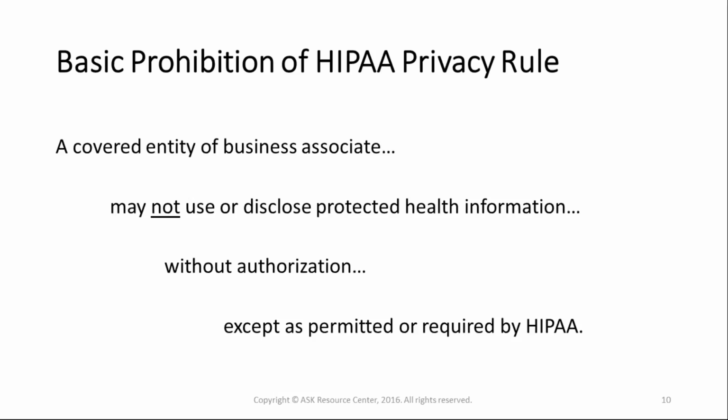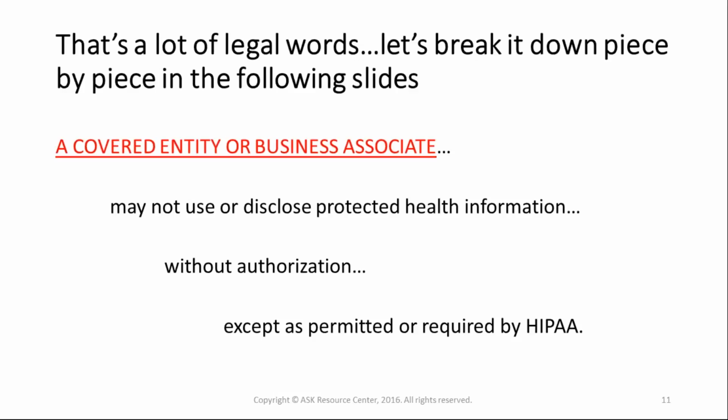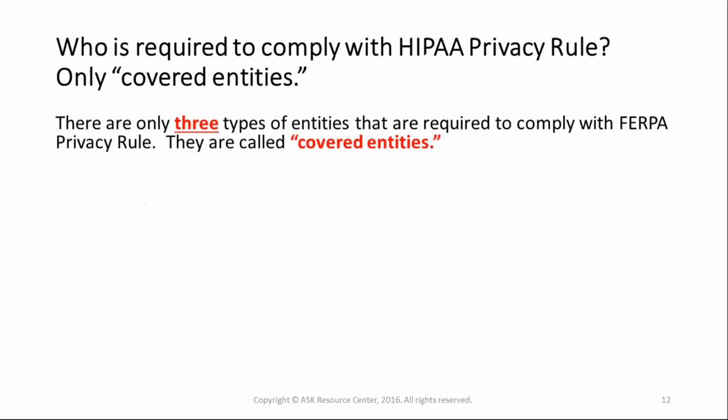So the first part of HIPAA, a lot of legal words, let's break it down piece by piece in the following slides, is a covered entity or business associate. And who is required to comply with the HIPAA Privacy Rule? Only covered entities.